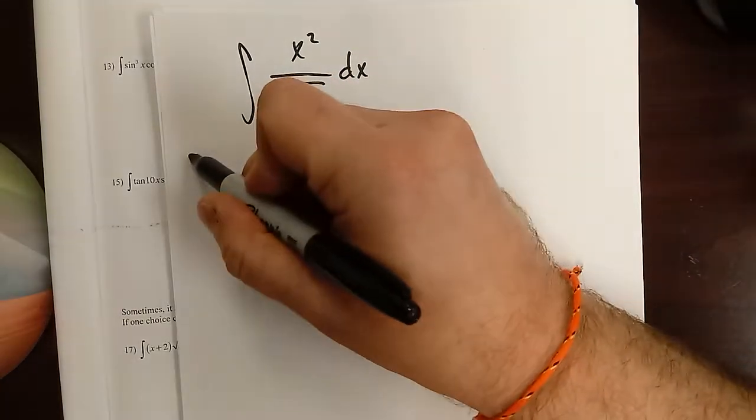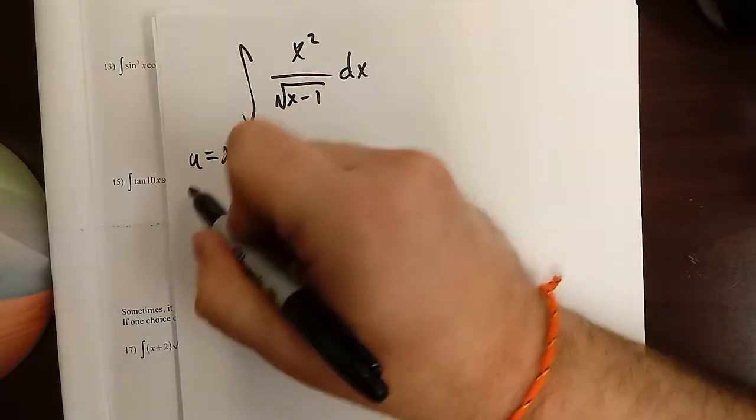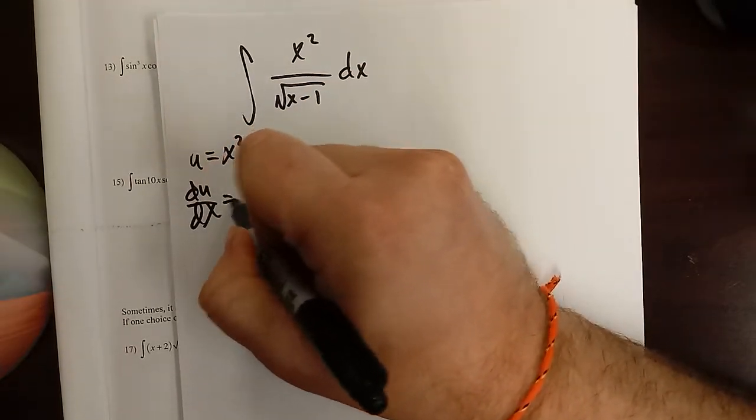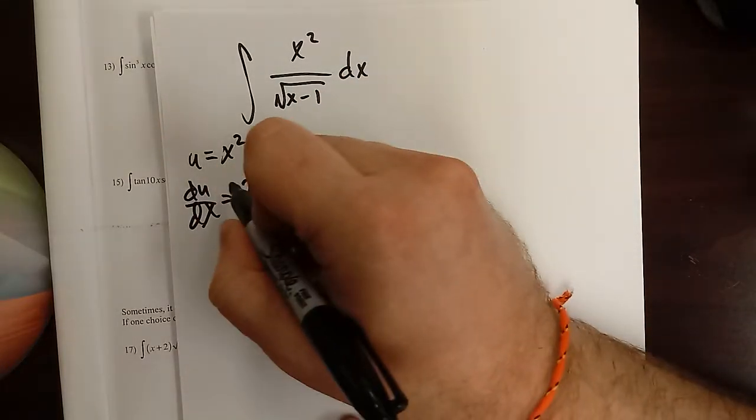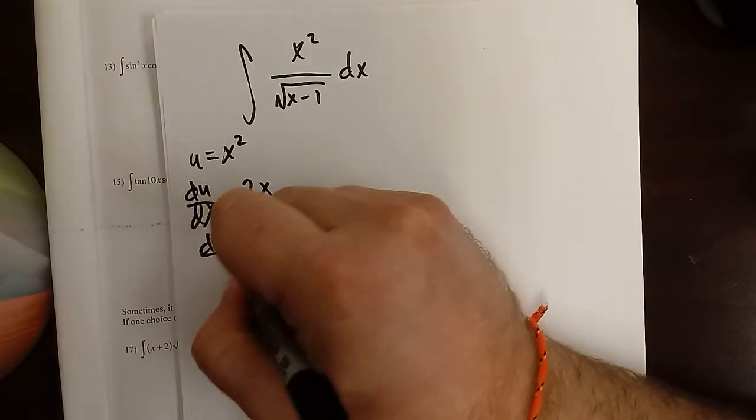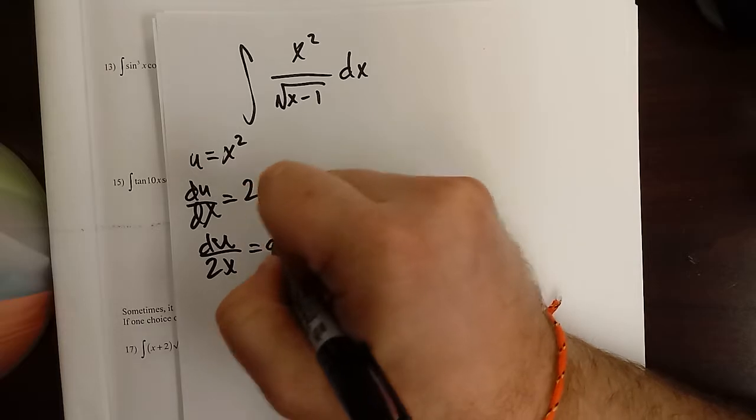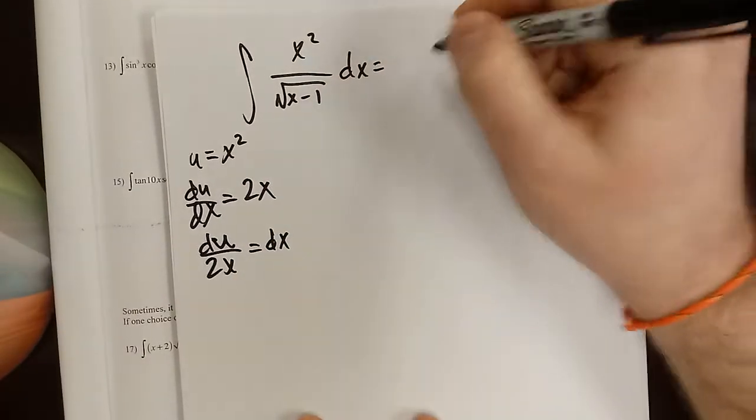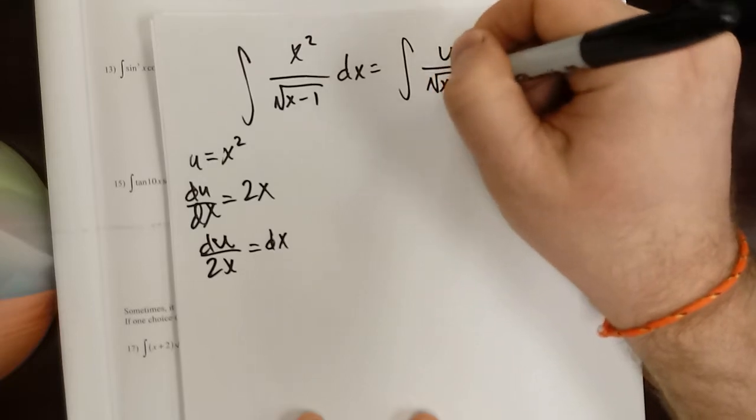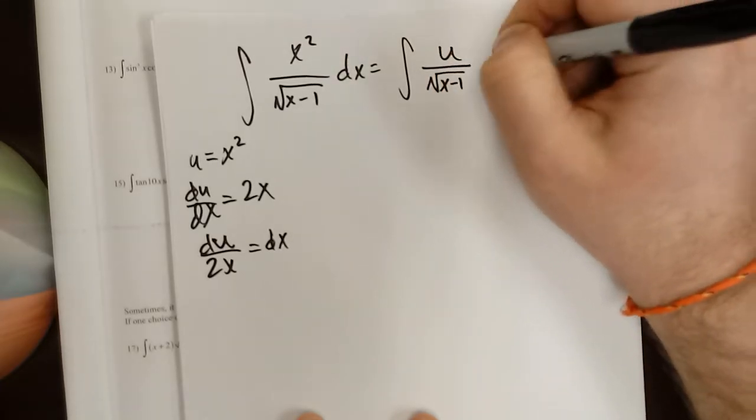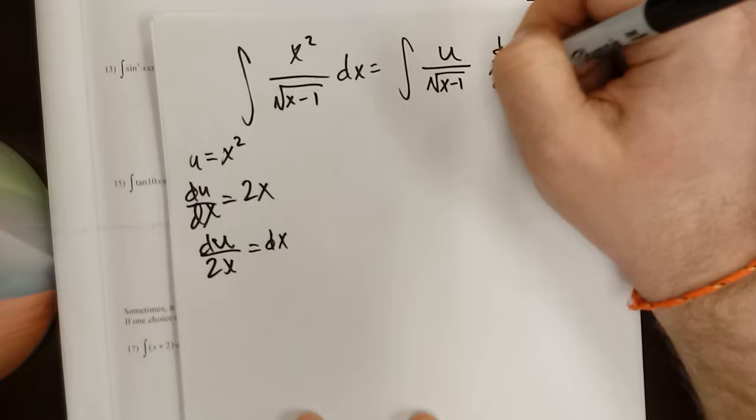But I'm gonna go with the gut that I would have had as a student, and that's, let me make u equal to x squared, because when I take the derivative of this, I get 2x, and I see an x. I'm like, oh, maybe there's some kind of interaction here. So we'll do the normal solving. du over 2x is equal to dx. And I'm going to go in and do my substitution. I'll get my u on top, and I'll get my square root of x minus 1, and then I'll get my du over 2x. Oops, not dx, 2x.